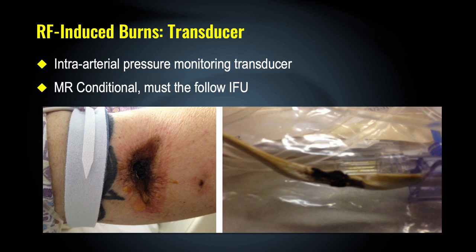Failure to follow the MR conditions for an intra-arterial pressure monitoring transducer can lead to RF-induced burns as shown in this example. The instructions for use, or IFU, for this pressure transducer stated that it is not allowed in the bore of the scanner and subjected to the transmitted RF from the body coil. This patient sustained a serious burn while undergoing an MRI exam of the lumbar spine because the pressure transducer was in direct contact with his arm. Note the evidence of excessive heating that resulted in a loss of insulation on the transducer's cable.